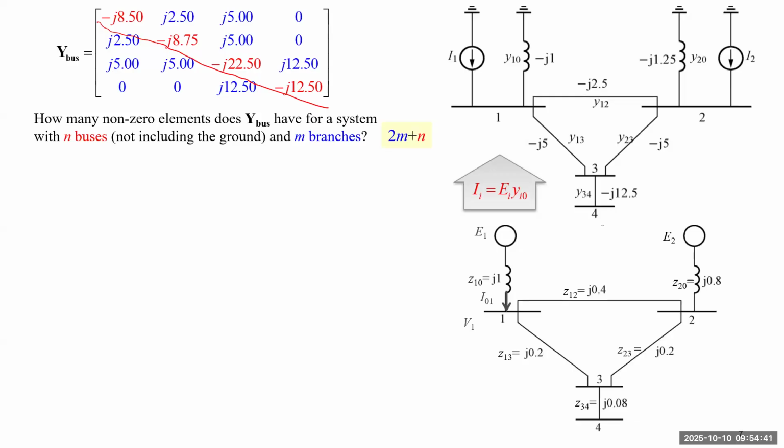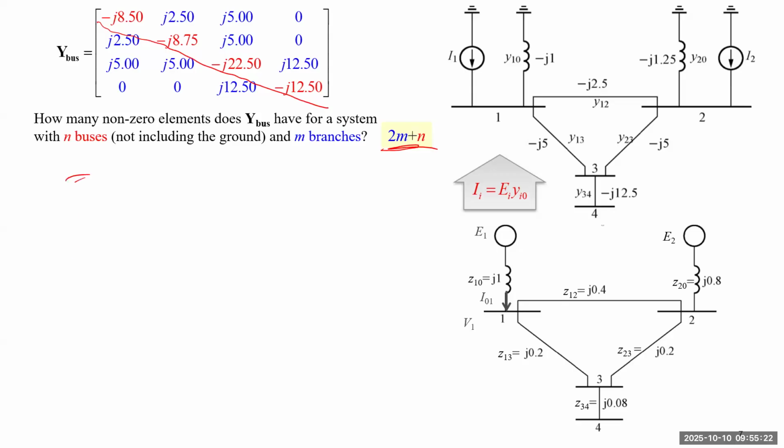Off diagonal elements will depend on how many branches you have. If you have m branches, you'll have m non-zero elements. But because this is symmetric, m will be multiplied by 2. So finally, we have 2m plus n non-zero elements. Think about a very large system, where n can be very large. If m is close to n, say I have a 1,000 bus system and around 1,000 branches, how many non-zero elements do you have? Only around 3,000 non-zero elements.